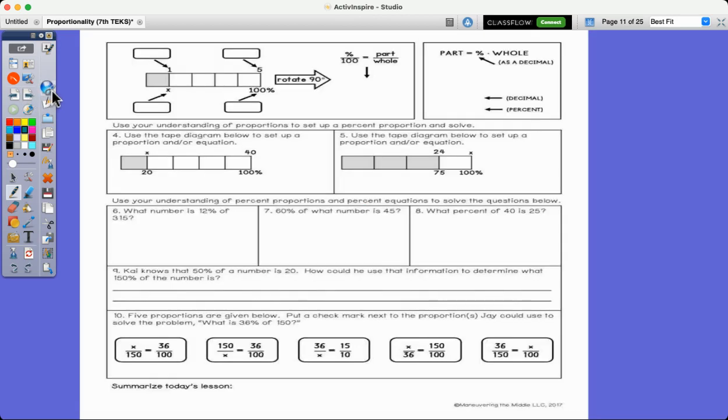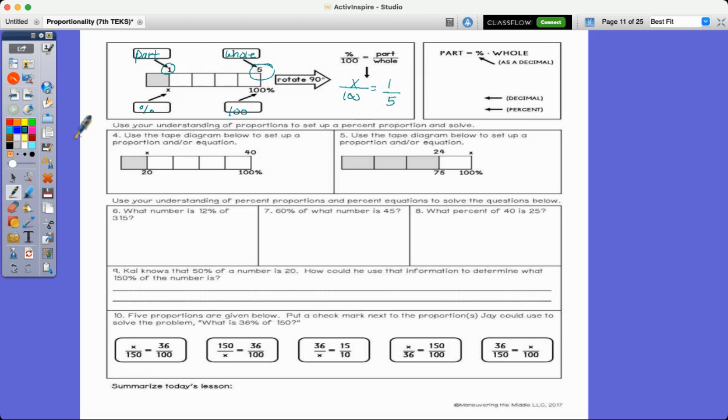So let's take a look at this. This is our part. This is our percent. This is our whole. And this is always out of 100. So we rotate that 90 degrees and we get percent over 100 equals part to whole. In this case, I don't know my percent, so I'm going to put an X over 100 equals my part, which is 1, right here, over my whole, which is 5.